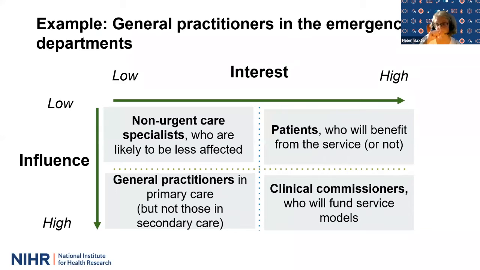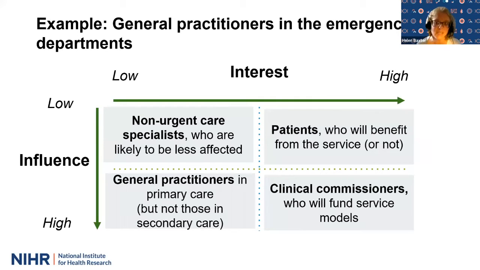So this is an example of a project that I worked on for a study which involved models of care for general practitioners in the emergency department. And our main priority group was commissioners, because they were very interested in the results of the study, and they had a lot of influence because they were the ones who would decide whether new services or different services would be paid for. Patients also had a lot of interest in what care might be offered to them in emergency departments, but because they weren't directly paying for it, they had less influence on whether things were adopted into practice.